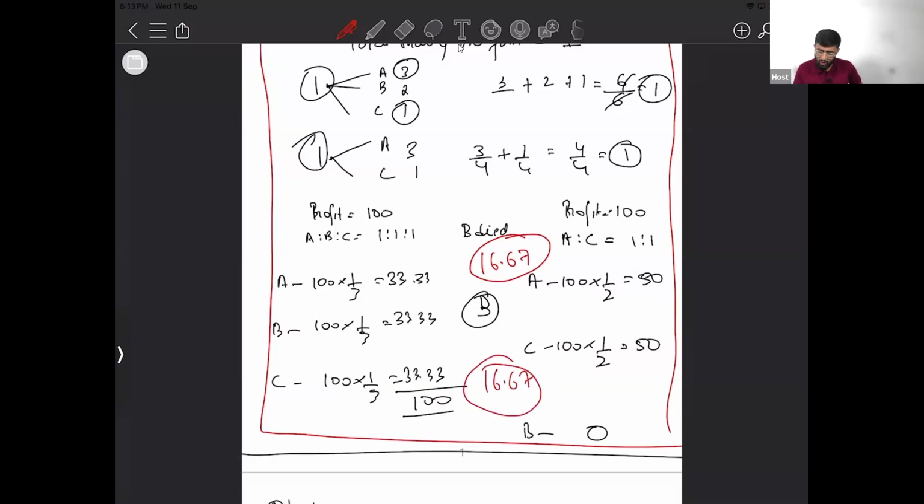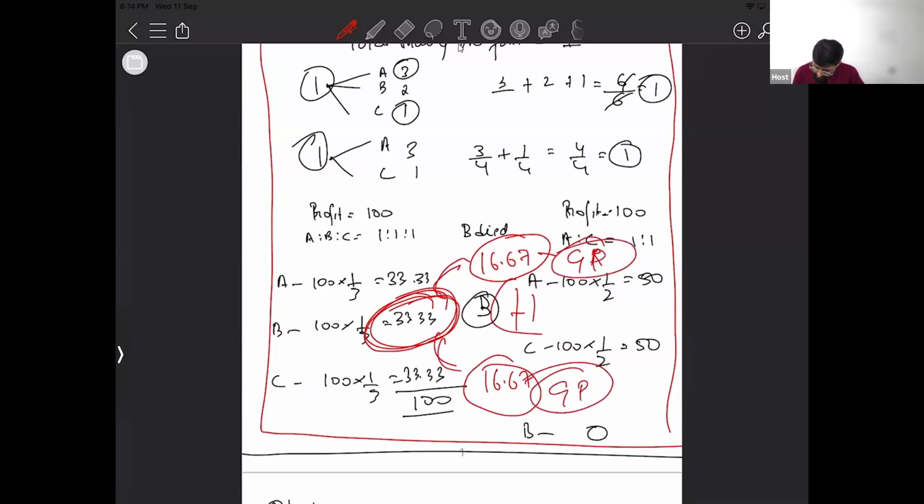B's sacrifice will be 33.33, which is 16.67 plus 16.67, a rounded off figure of 33.34. B's share is taken by A and C, and in the future A and C will take the profit share. So A and C are the partners who are gaining the share out of B's share.